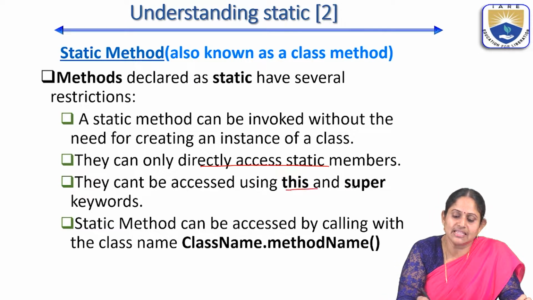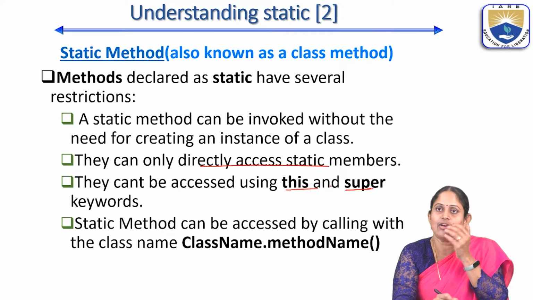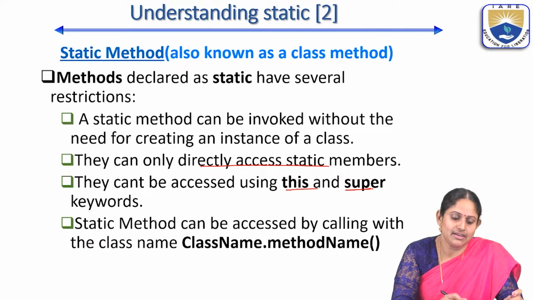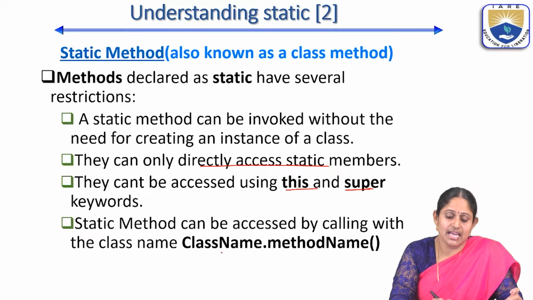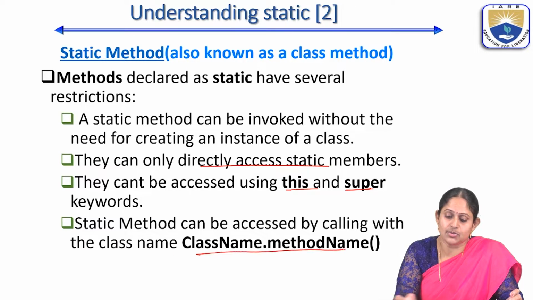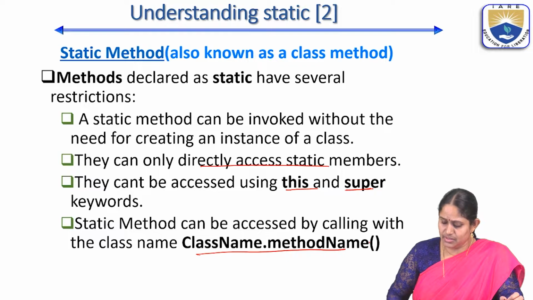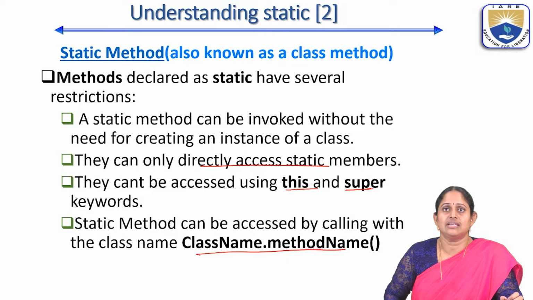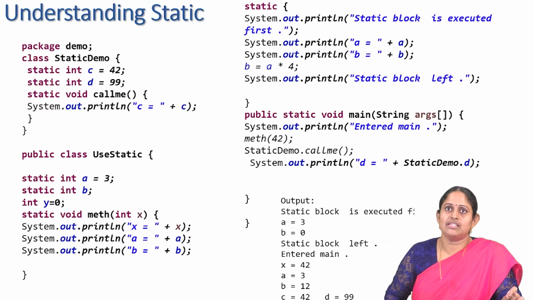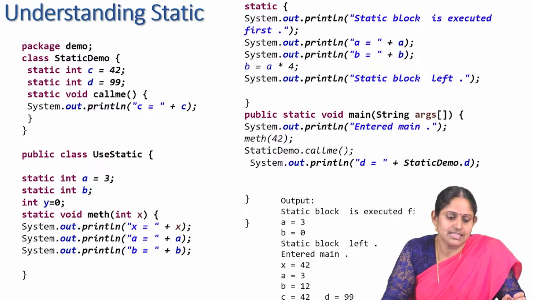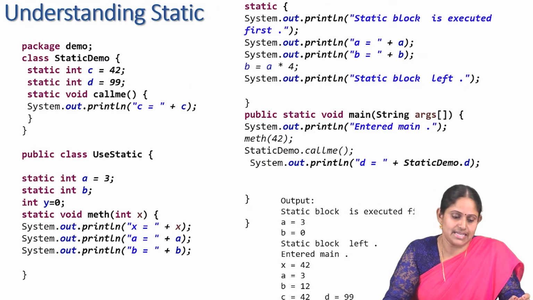And also this and the super keyword cannot be used over static members, static methods. To access the method name, we use the class name followed by the method name. So these are the features of using the static keyword in Java. Now let's look into an example of the use of static.